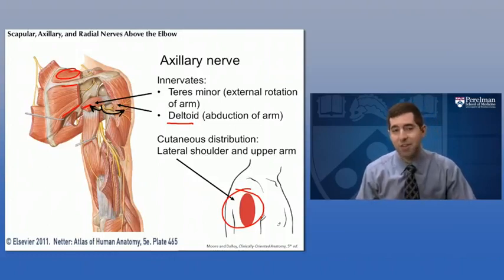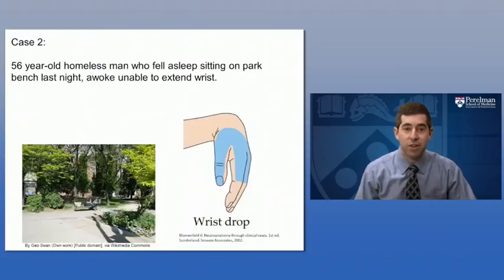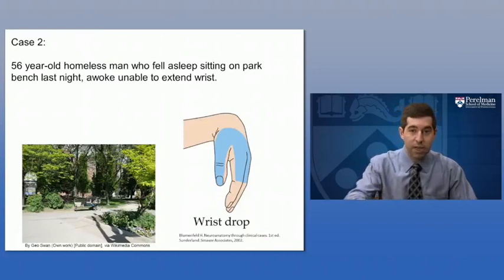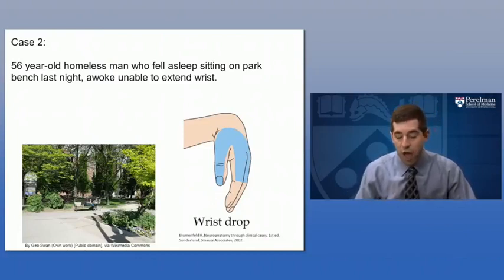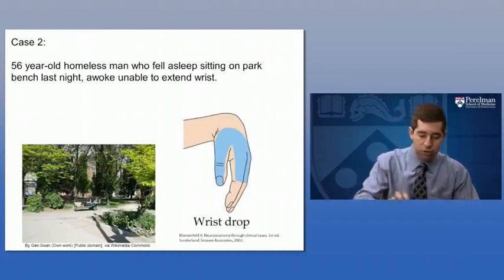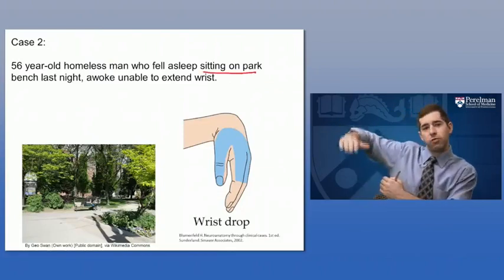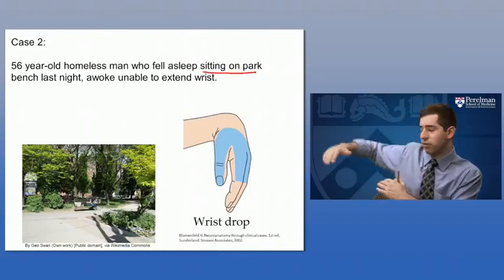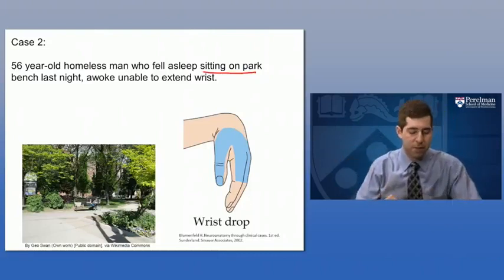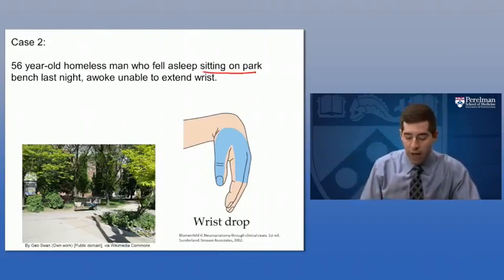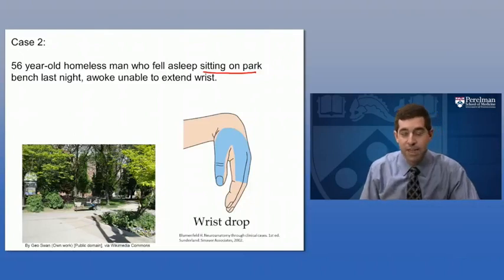So that's one case. Let's take a look at another. In our second case here, we're going to take a look at a 56-year-old homeless man who says that he fell asleep last night. He was sitting on a park bench, and maybe even if he describes this to you, when describing that sitting on the park bench, he may say that his arm was sort of resting over the back of the bench. He had his arm resting on the wood of the back of the bench. And now he awakes, he may have some numbness and tingling in his hand, but the primary thing that he's complaining of is, I can't move my hand.